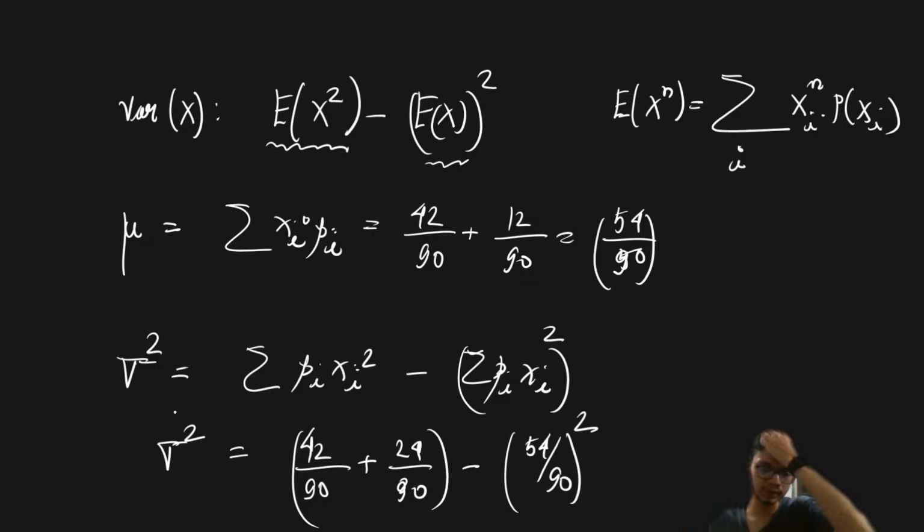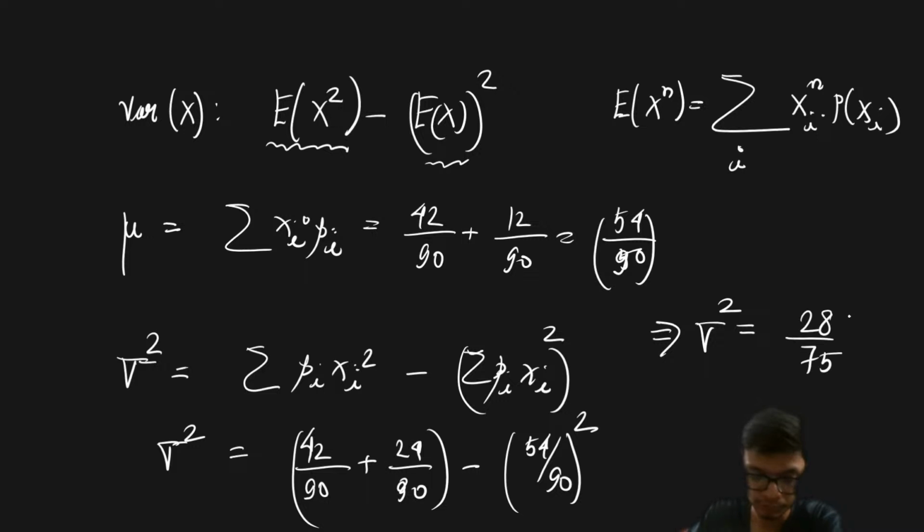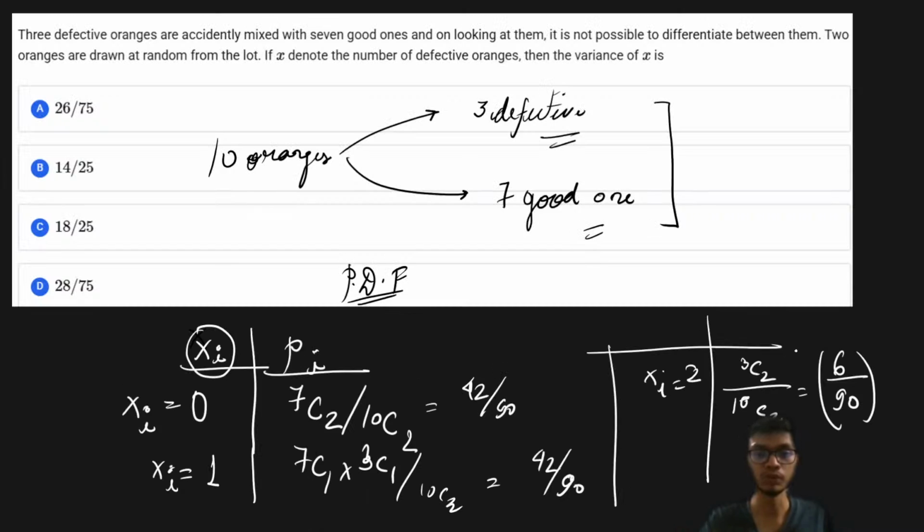So variance is sigma square, and sigma is the standard deviation. From this part you can calculate the variance, very simple: the variance is equal to 28 upon 75, which is option number D, which is very obvious from here. So that is option number D. I hope this is clear.